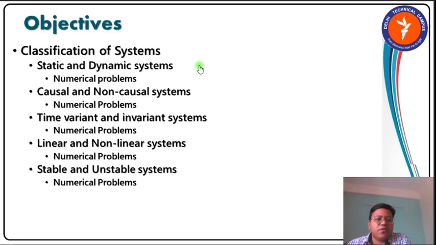On the basis of it, we can classify our system into static and dynamic system, causal and non-causal system, time variant and time invariant system, linear and non-linear system, stable and unstable system. Well, we have further more classifications, but as per the scope of the syllabus, we will discuss only these classifications of the system. So first we will discuss the static and dynamic systems. So let us start.